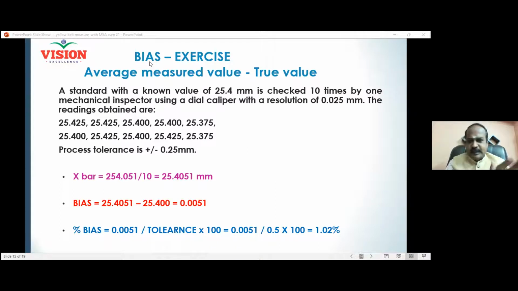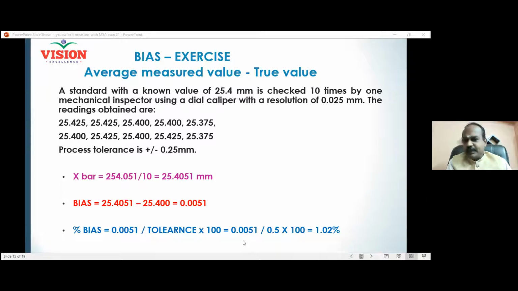When I use my gauge today, it gives me a bias. When I use the gauge tomorrow, again it will give me bias. When I use it next week, again some bias. When I use it next month, again some bias. Do you want the bias to be the same, or can it continuously increase or decrease, or vary randomly? What is preferred? First of all, bias should be 0. Suppose there is a bias, it should be stable. My bias today, tomorrow, next week and next month should be the same.